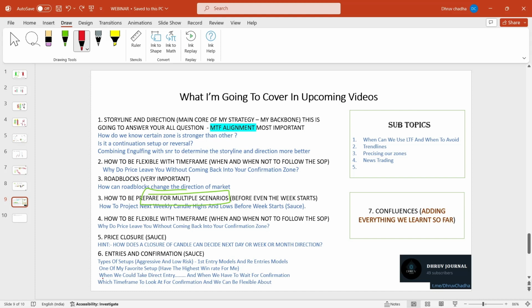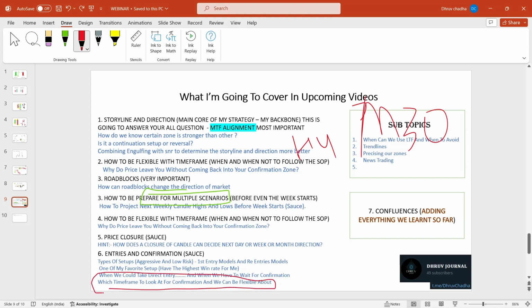The next thing is where we could take direct entries. This is simply having the first entry and re-entry models, and when you have to wait for the confirmation. Also, this is very important. Sometimes you follow the SOP, like you have an H4 zone and you wait for M30 to give you a confirmation, but price just leaves you behind without giving you a confirmation. So how do you be flexible about the time frame? This is what I'm going to be covering here.